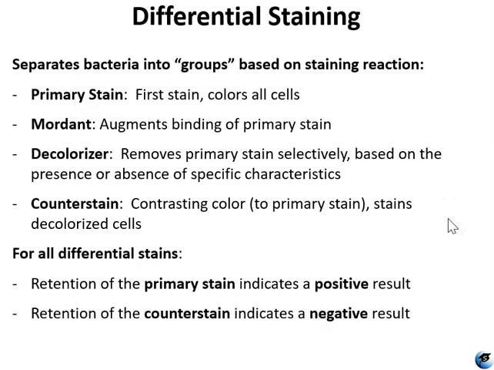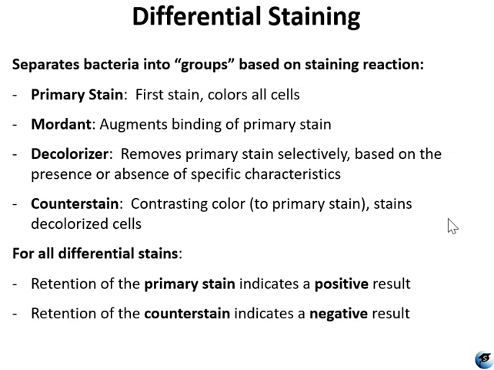Simple and negative stains both require only 1 dye, and it's essentially 1 step. But differential stains are going to require multiple steps, and they're used in order to separate bacteria into different groups based on what they look like after all of the steps are complete. All differential staining procedures have these same 4 steps.